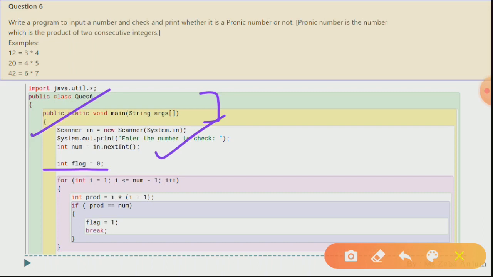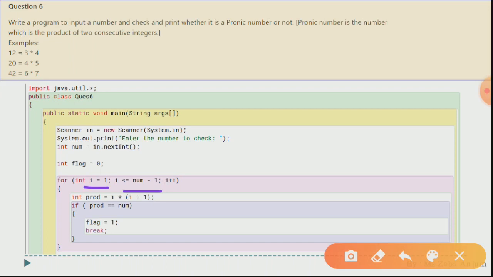Now see firstly the for loop over here. We have i equals 1 and it is going to run while i is less than or equal to num minus 1. Till num minus 1 this is going to be executed. Now we have int product equals i into i plus 1. We are going to check for every consecutive integer.